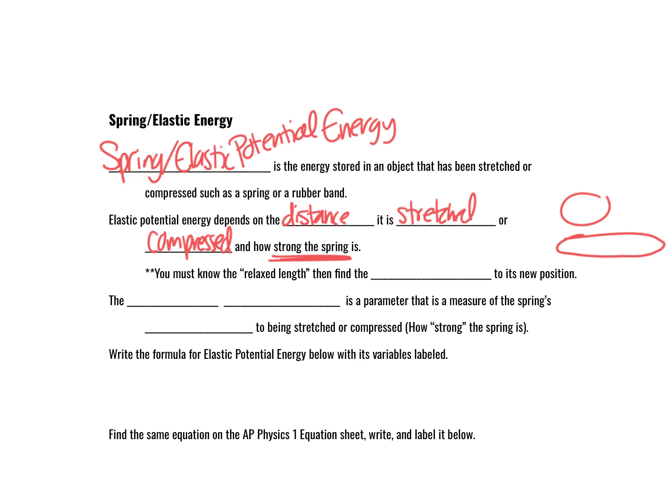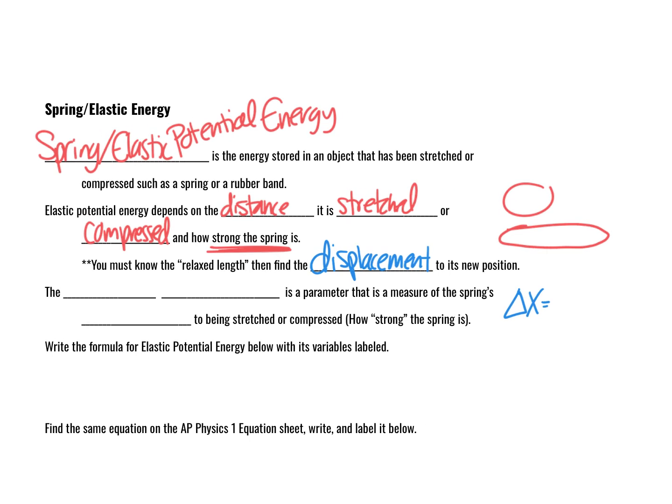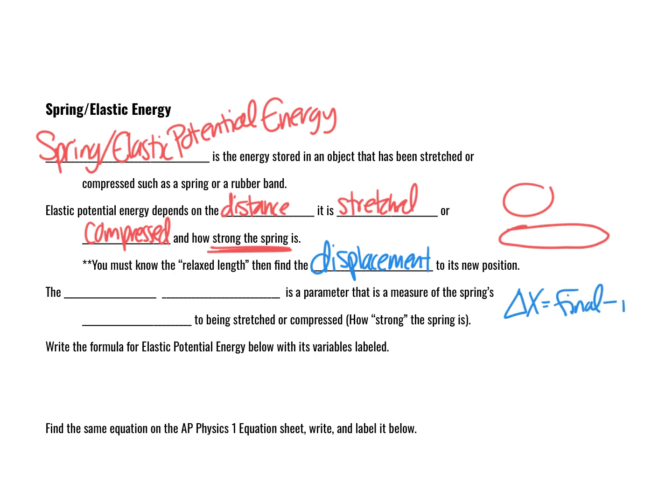But if we're going to figure out how much it's stretched or compressed, you must know the relaxed length and then find the distance or displacement for its new position. So to find displacement, remember displacement is delta x. You're going to use final minus initial.